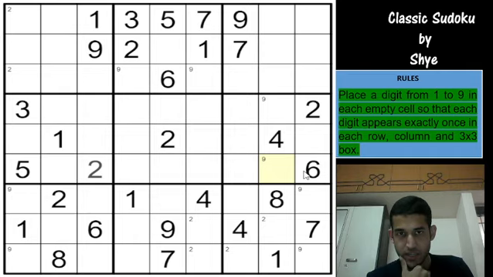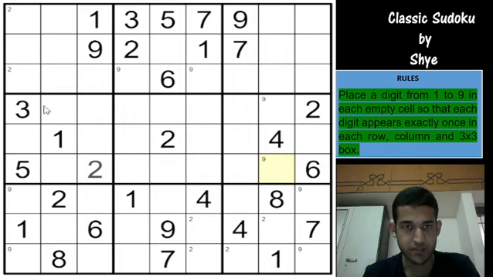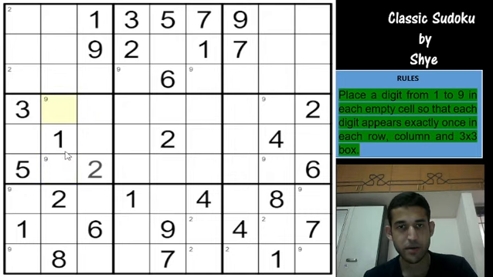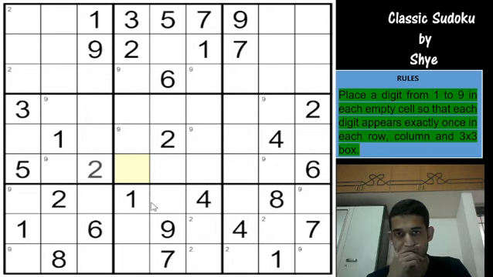Can we make any more pencil marks of 9? Yes, 9 cannot be in this cell because there is a pointing pair of 9's, and 9 cannot be in column 3. So 9 goes here. And now if you look at row 5, these 2 cells can't take 9. These 2 cells can't take 9. So 9 would have to be in these 2 cells. And that's about it with the 9's.